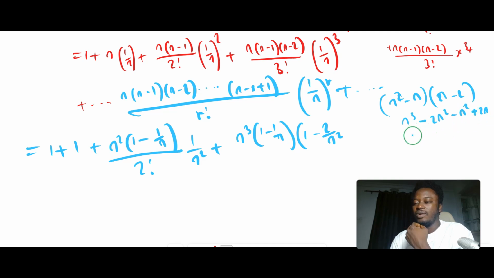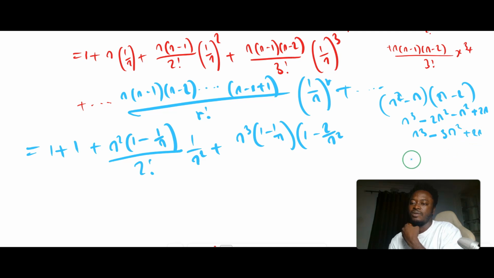So you have an n cubed minus 3n squared plus 2n. So if you have factored out an n cubed, you have a 1 minus 3 over n plus 2 over n squared. So we're going to have at some point 2 over n squared. Yes, I think I should be correct on this.